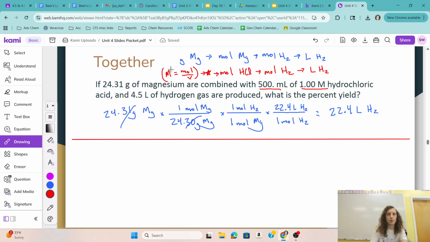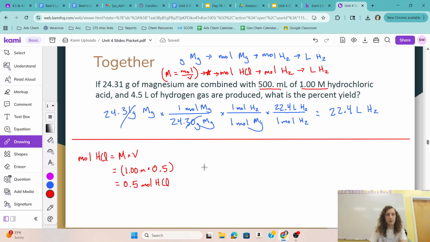Okay, so what do I mean by rearranging the molarity equation? Well, as written, it solves for molarity, but we can rearrange it to solve for moles. So let's find the moles of HCl by doing the molarity times the volume. We'll have to convert our volume into liters. So 1 molar times 0.5 liters, not 500 mils, gives us half a mole of HCl.